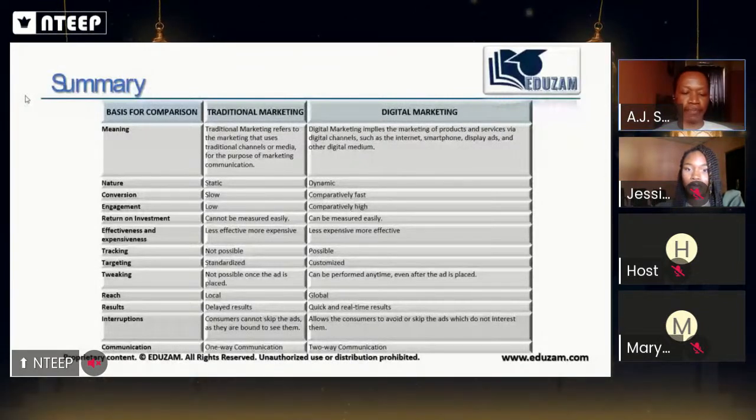And then targeting. We've already said that for the traditional way of marketing, targeting is standard, because if you already know the kind of TV channel you want to use, or newspaper or media station. If it's a fashion newspaper, then you know that you are targeting just that kind of audience. So targeting is standard, but for digital marketing, you can customize and personalize. You can target age group, you can target location, you can target gender as well.